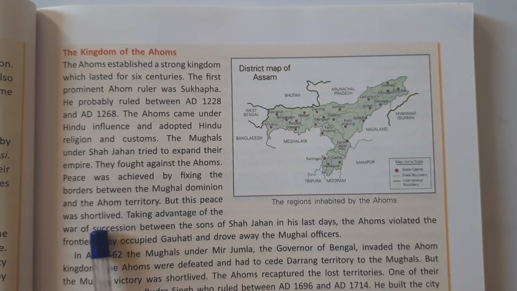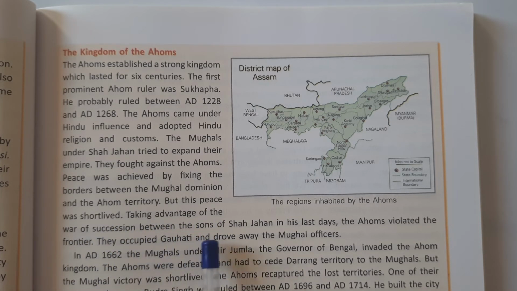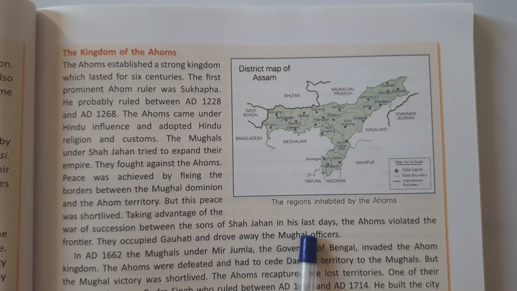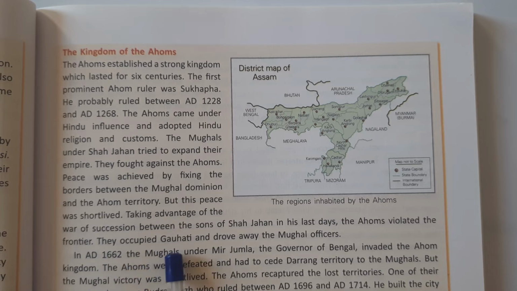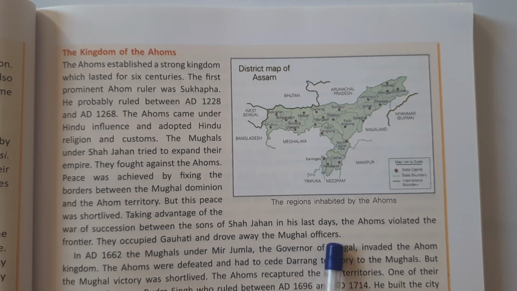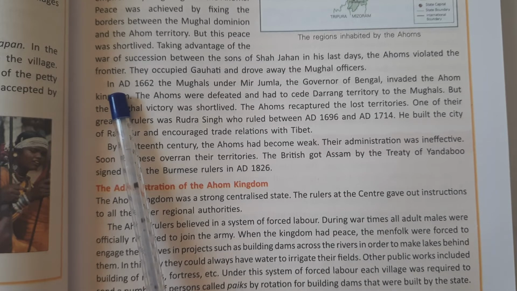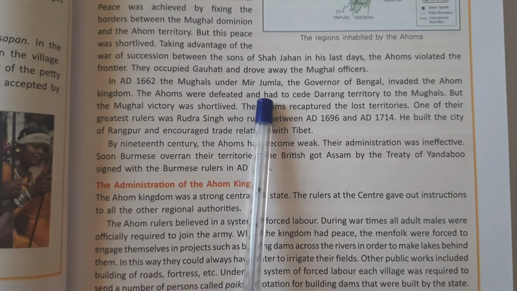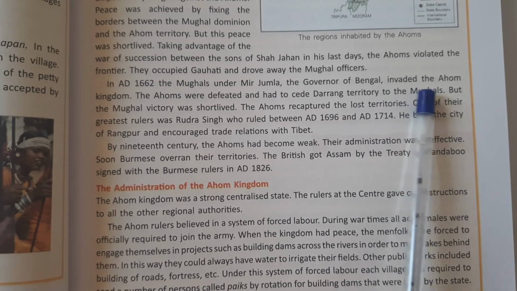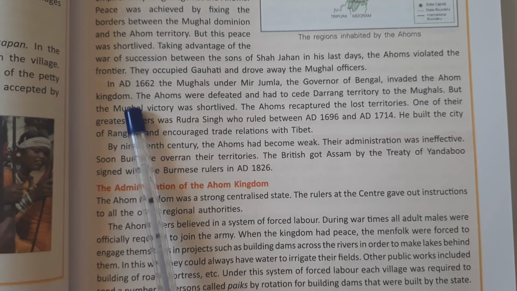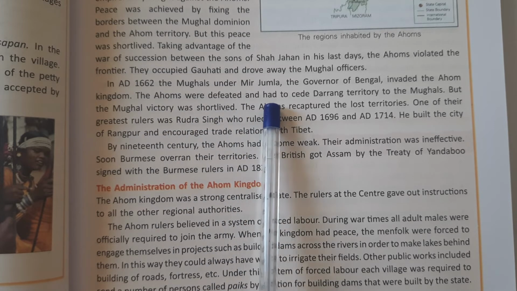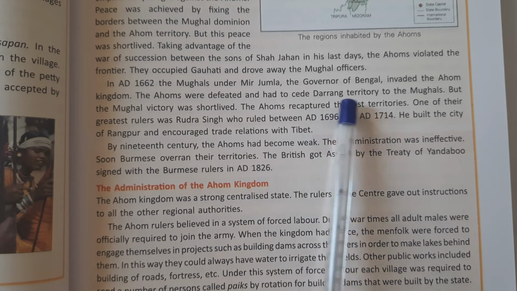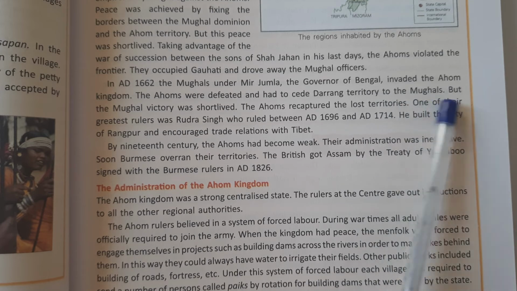But this peace was short lived. Taking advantage of the war of succession between the sons of Shah Jahan in his last days, the Ahoms violated the frontier. They occupied Guwahati and drove away the Mughal officers. In AD 1662, the Mughals under Mir Jumla, the governor of Bengal, invaded the Ahom kingdom. The Ahoms were defeated and had to cede the Darang territory to the Mughals.